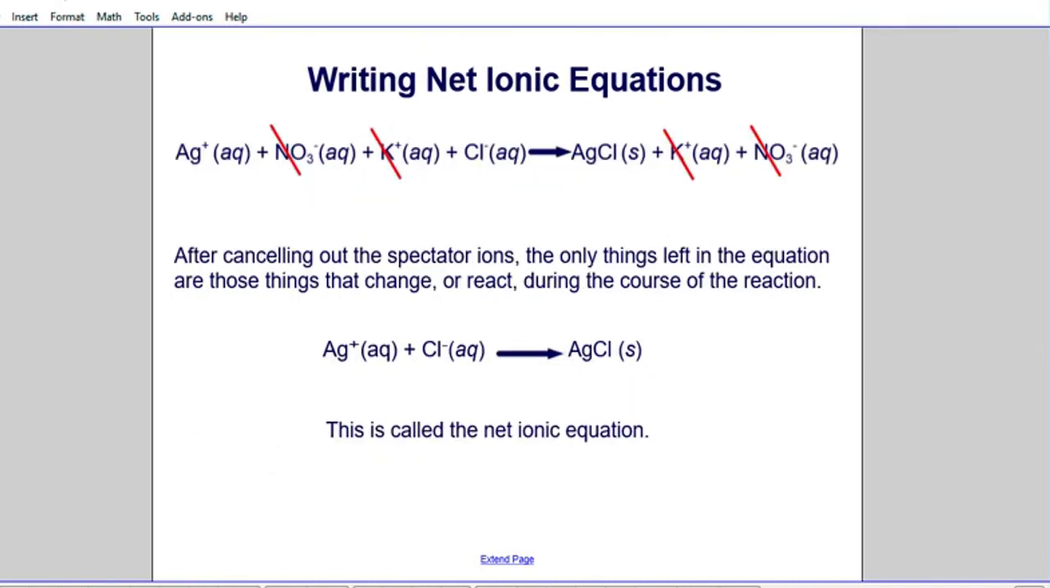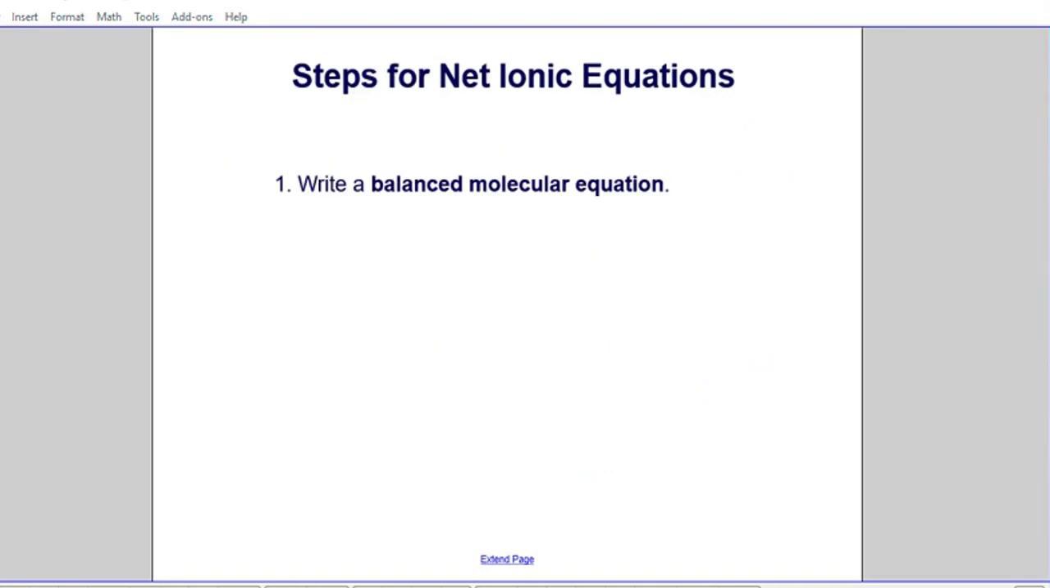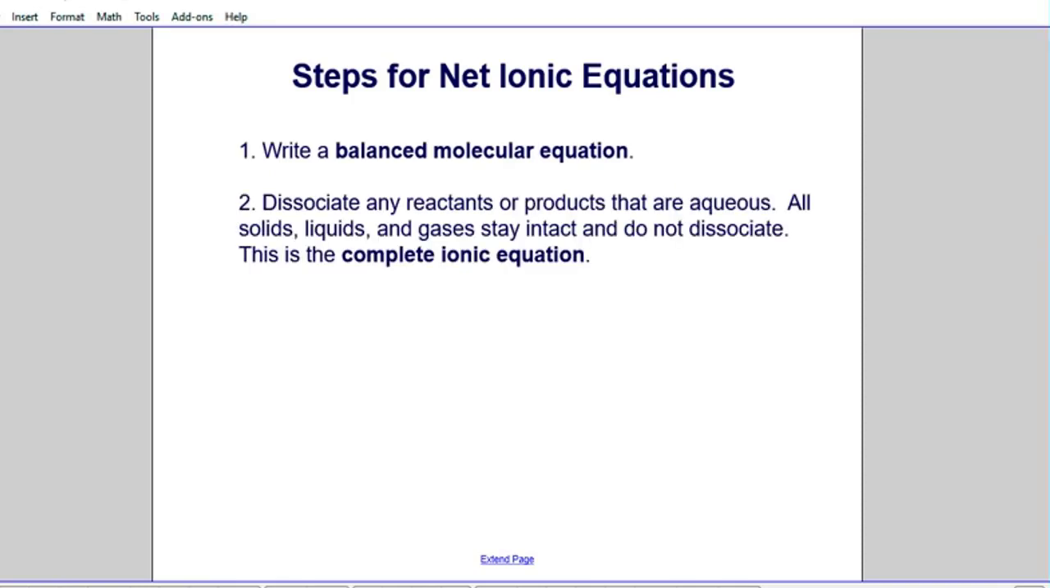So after we cancel out the spectator ions, the only thing we're left with are those things that change or react during the course of the reaction. This is the net ionic equation. And we have a step-by-step process for this. First, write a balanced molecular equation. Second, disassociate any reactants or products that are aqueous. So that works for both the left and right hand side of the equation. All solids, liquids, and gases stay intact and do not disassociate. This is the complete ionic equation.